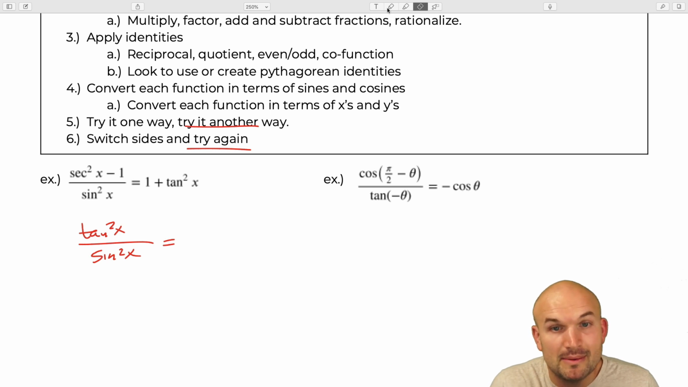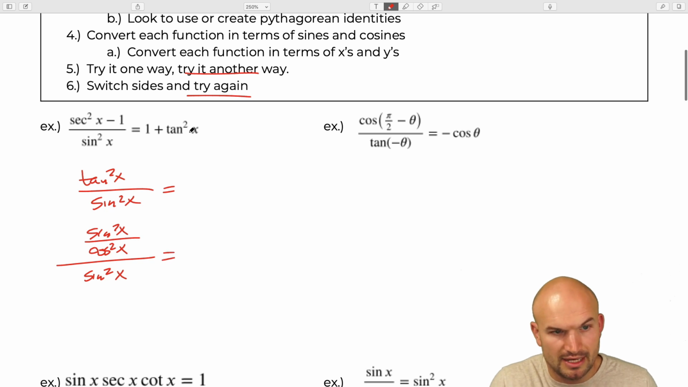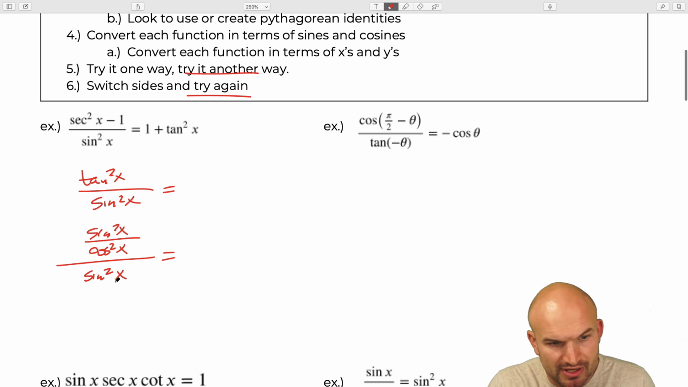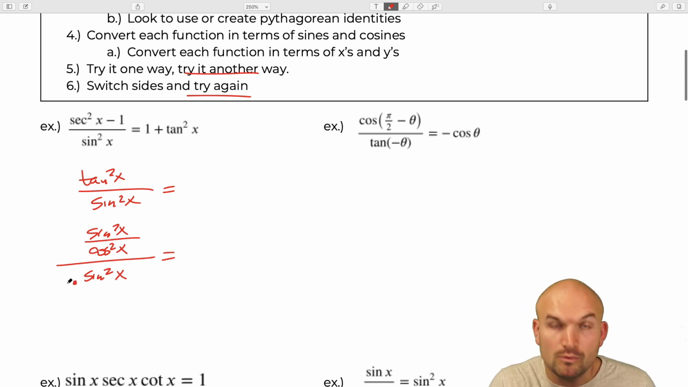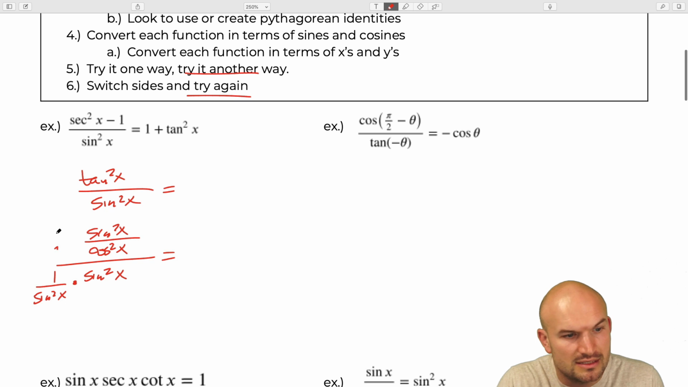Now remember, I can rewrite the tangent squared as sine squared of x over cosine squared of x, all over sine squared of x. Again, we want this to equal 1 plus tangent squared. So I need to get this sine squared off the denominator. What I can do is multiply by the reciprocal, which is cosecant squared, or I can just rewrite as 1 over sine squared of x times 1 over sine squared of x.